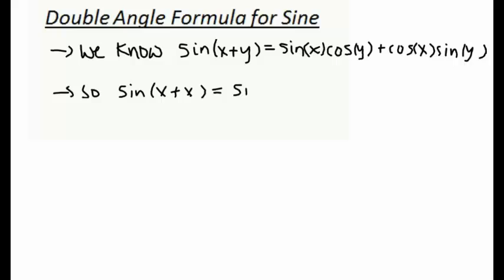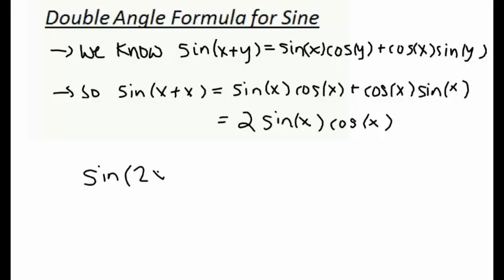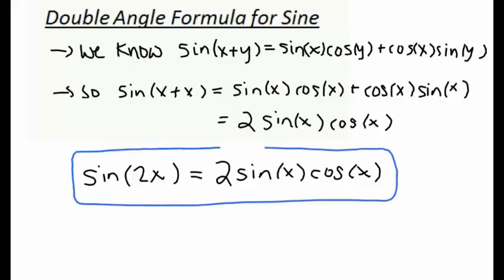Well, if we do that, we should get sine of x times cosine of x plus cosine of x times sine of x. And notice that these two terms are actually the same over on the right-hand side, so we could simplify this to 2 times sine of x cosine of x. Now, our last observation is that x plus x is equal to 2x. This is why we often call it the double angle formula. So here's our double angle formula for sine. Sine of 2 times x is equal to 2 times sine x times cosine of x.